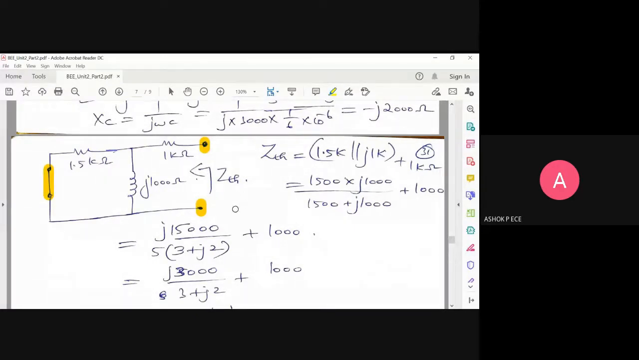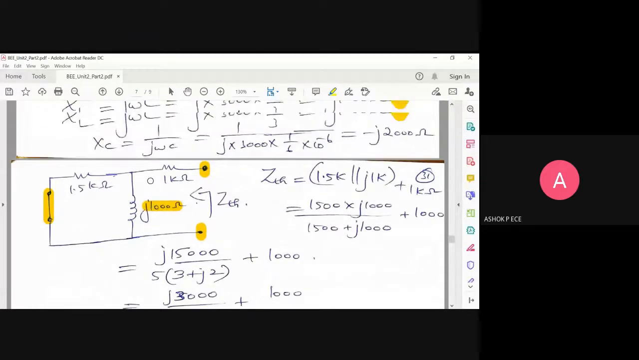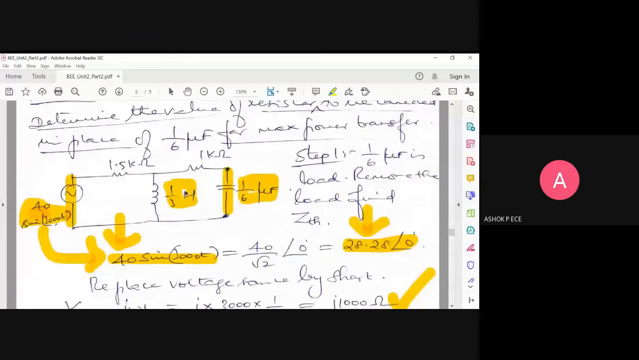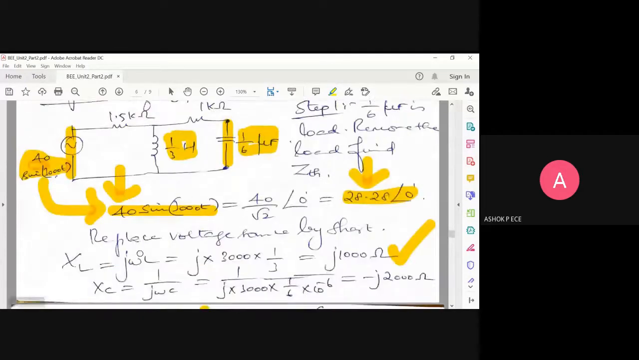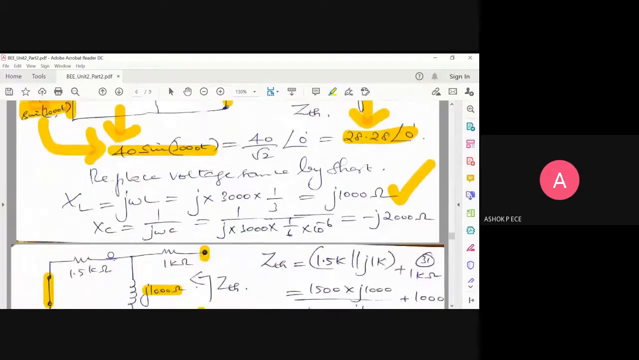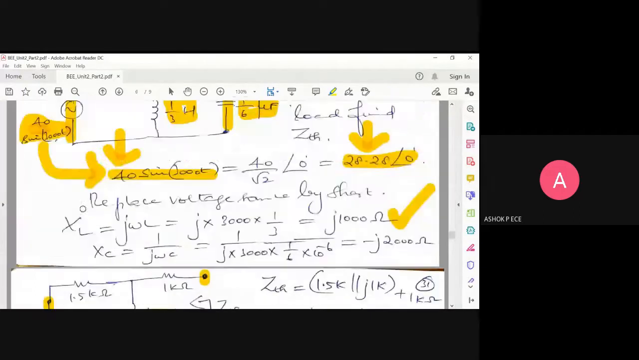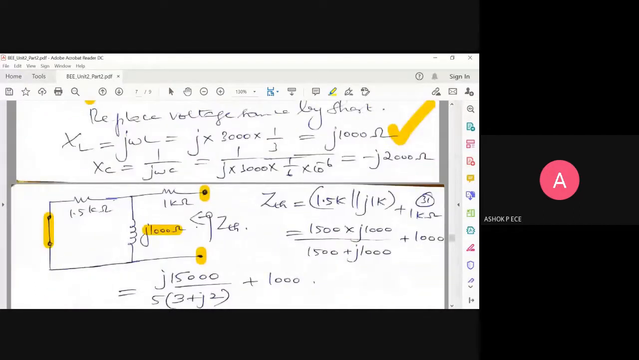So can you say what all are in reserve? See here, I am replacing that 1/3 Henry by the reactance j1000 ohms. I cannot apply Thevenin's theorem with the inductor value. I have to convert the inductor value into inductive reactance, XL. In the circuit, I need XL and not the L value. So if you have the L value, you have to convert it into XL. The reactance offered by the inductor is j1000 ohms, and the other components are the same. I have removed the capacitor, which is the load, and I short circuited the voltage source.